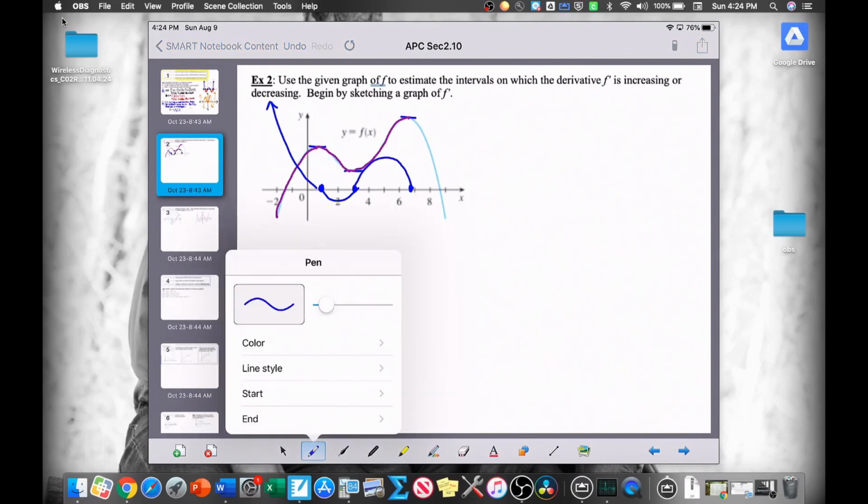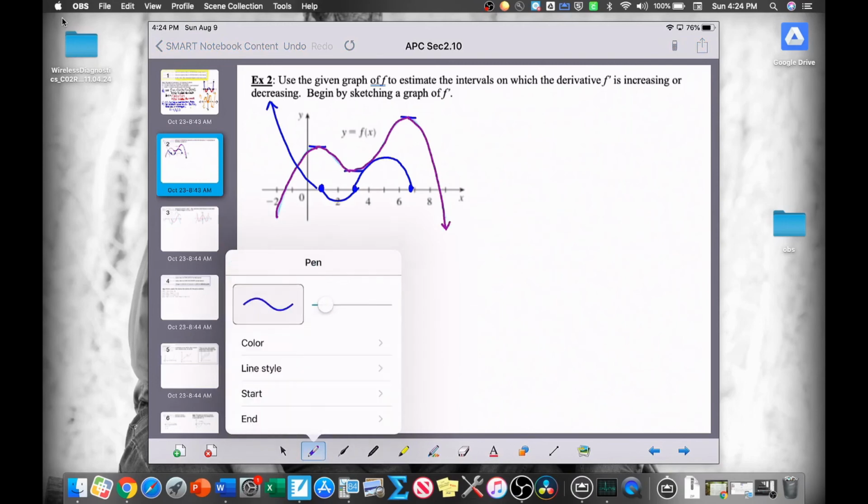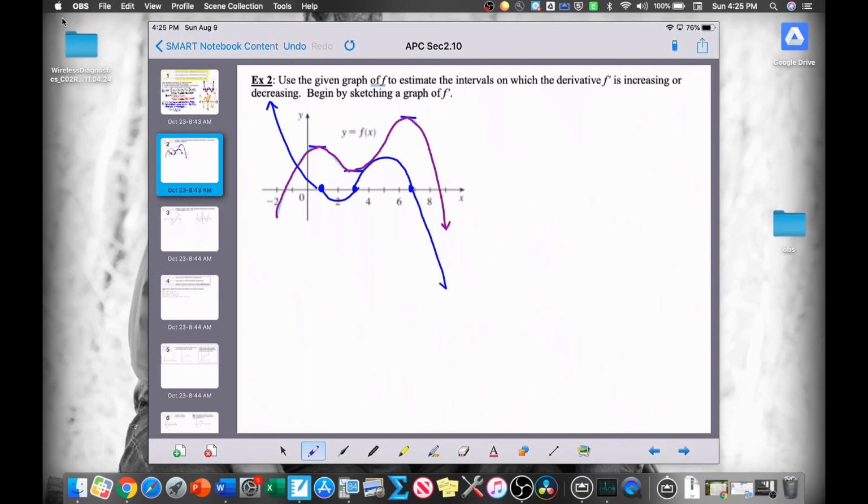And then finally, on back to my graph of f of x, I am decreasing from x equals 6.75 all the way to about x equals 9. So on my derivative graph, I am going to be below the x-axis in those locations. All right, so I think we've successfully sketched a picture of what f prime of x could look like.